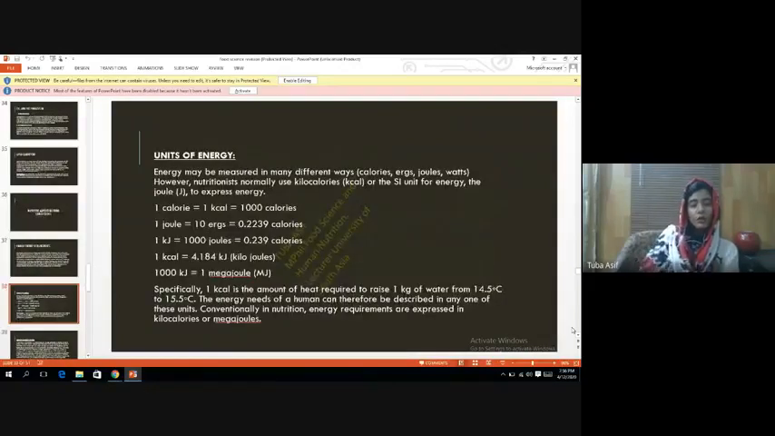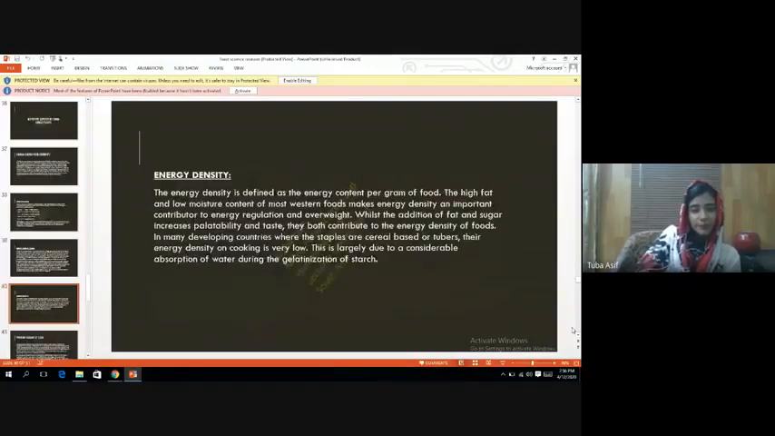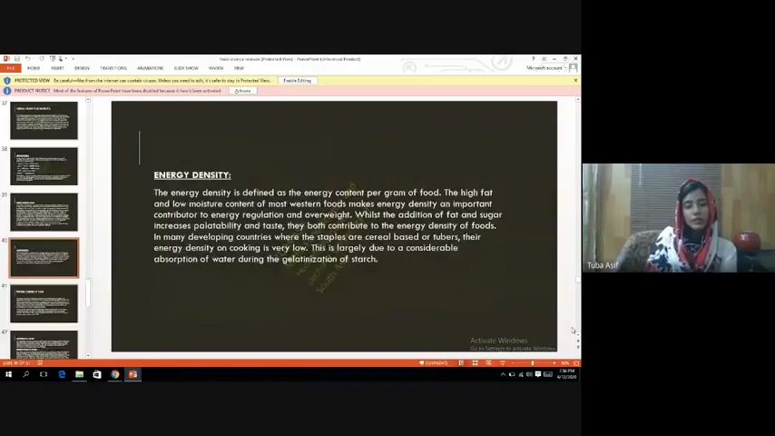As I've told you earlier, 1 gram of carbohydrate yields 4 kilocalories, 1 gram of protein yields about 4 kilocalories, but fats and oils provide double that of carbs and proteins by providing 9 kilocalories per gram. So there is a difference between energy density and nutrient density. The energy density is defined as the energy content per gram of food.